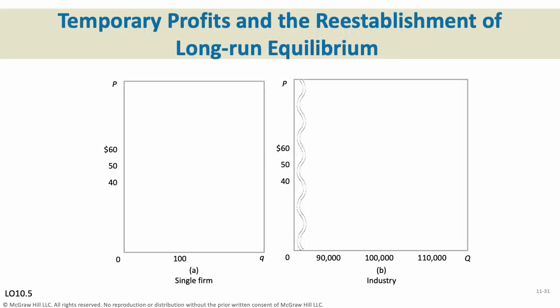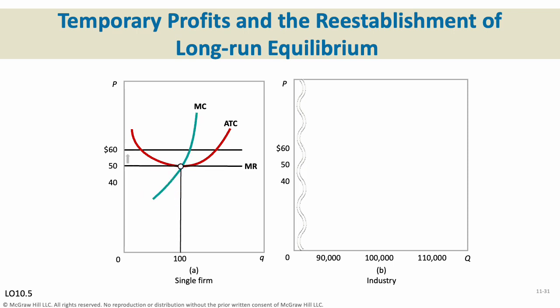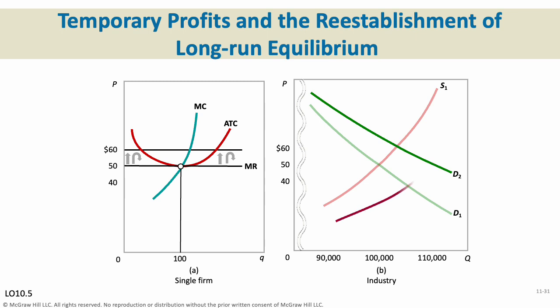So if we look here, this is going to show temporary profits and reestablishment of long-run equilibrium in a firm and an industry. If we look at a single firm here, a favorable shift in demand from D1 to D2 will upset the original equilibrium and produce profits. As a result, those profits are going to entice new firms to enter the industry and increase supply from S1 to S2, lowering the price until economic profits are once again zero.